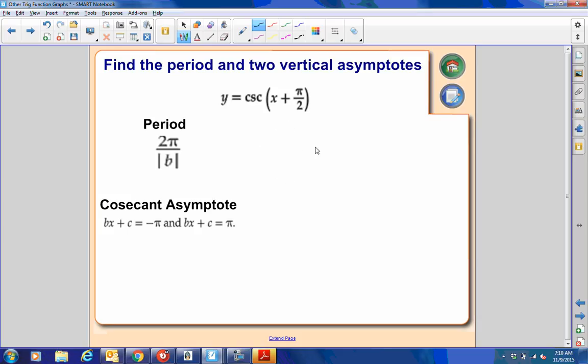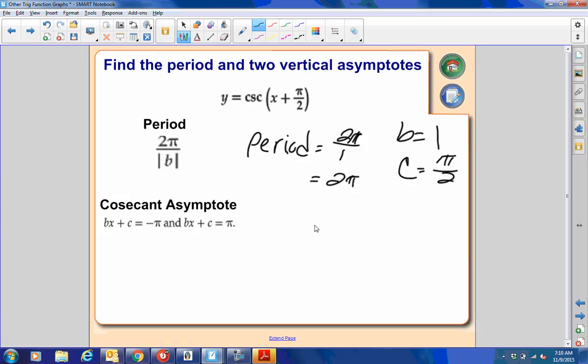Okay, hopefully you got this as an answer. Again, the period, or the b, is the value in front of the x, which in this case is 1. And we also know we're going to have to use c, which this time I do have, and c equals pi over 2. So to find the period, I write 2 pi over 1, which is just 2 pi. And I'm done. Now to find the asymptotes for cosecant, my first is x, because really I don't write a 1 in front, plus pi over 2 equals negative pi.